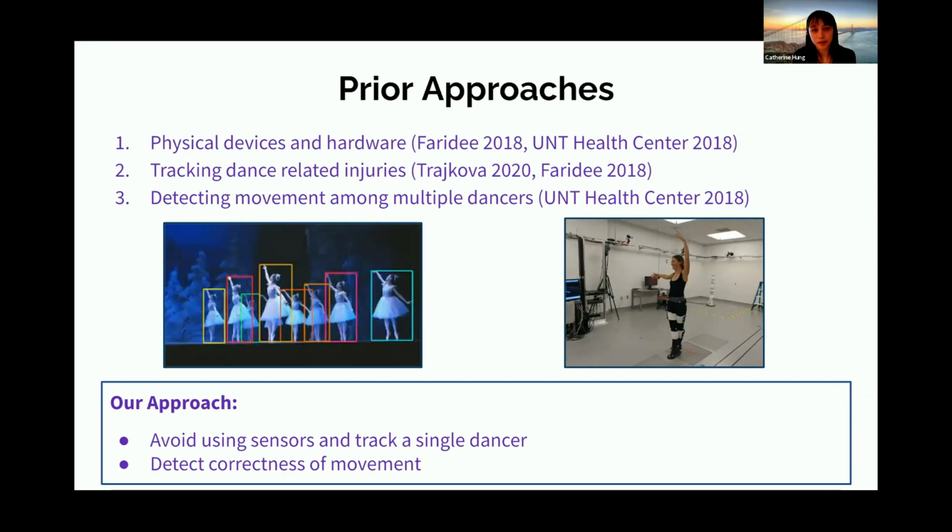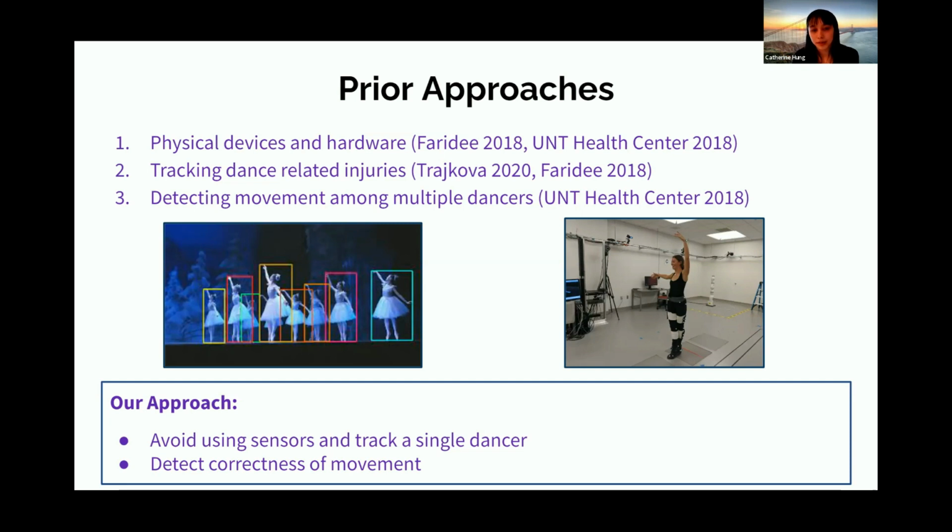So there have been prior approaches in the field of dance in terms of AI. Many people have tried to track dance movement by using physical devices and hardware, as seen in the right image. This dancer has a lot of sensors all over her body and even a camera to track them. Other studies have used the movement of a dancer to track dance-related injuries over time, that is, to prevent dance-related injuries. And other studies have detected the movement among multiple dancers at the same time, as seen in the left image.